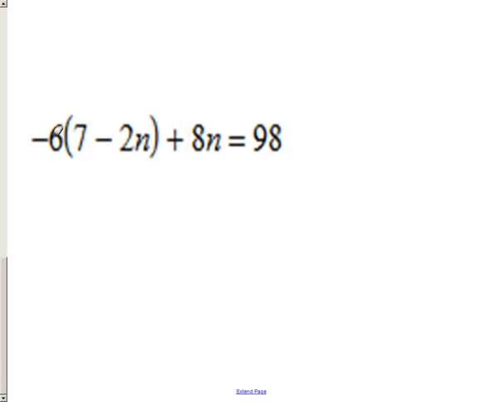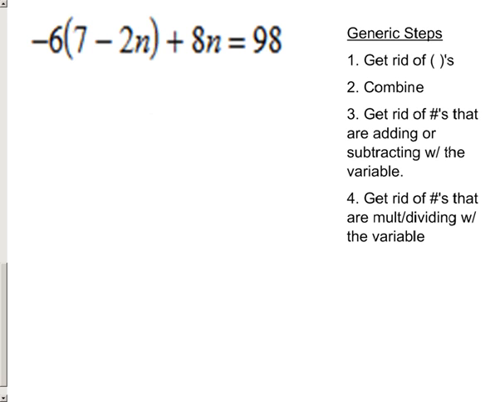So again, here's our last equation. I even brought the rules back down so we could see it. Okay, first thing, get rid of parentheses. Well, there's some parentheses, so negative 6 times 7 is negative 42. And negative 6 times negative 2n is positive 12n. And everything else just drops straight down exactly where it's at.